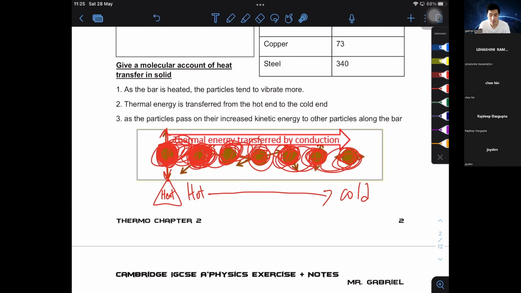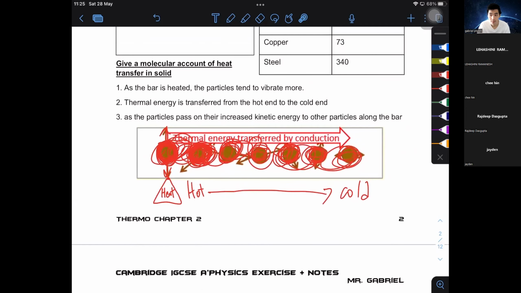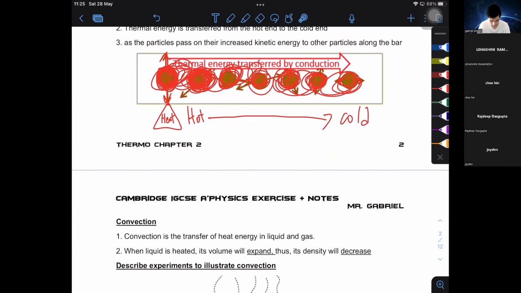Anyone's got any questions for this part here? Anyone don't understand anything I'm talking about or want me to repeat anything I just said? I assume 100% absorption rate, right?